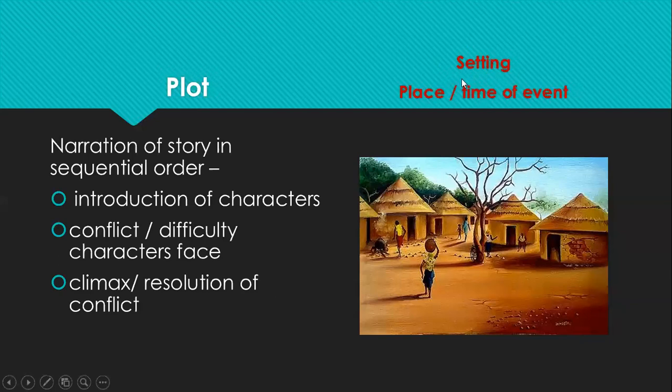And we talked about it being a place or time of event. When you look at this setting, what kind of setting?